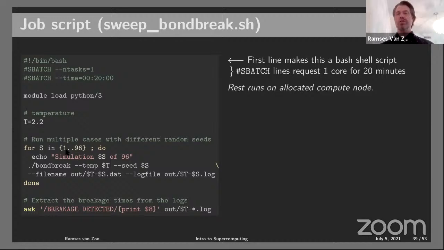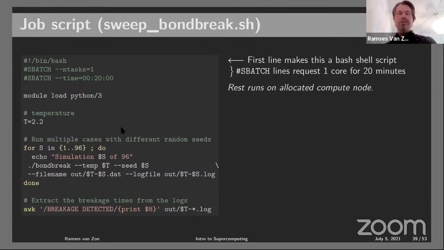So the rest runs on an allocated compute node, but only once it's actually running. When you type sq on a busy system, you will see that some of your jobs are PD, that means pending. They're just waiting for other jobs to be finished so that your jobs can start, and there'll be a long list of other jobs that might be ahead of you. So the rest only runs once it's your turn, once sq says running.